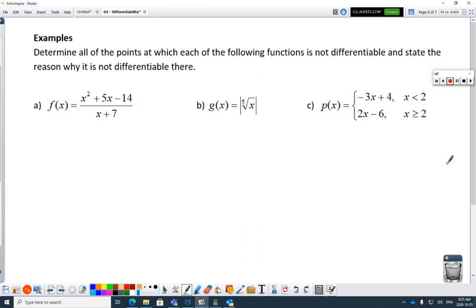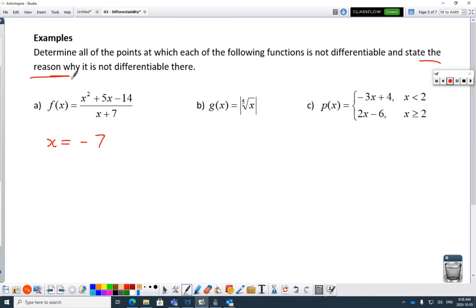Is there a point on A that you can see would be not differentiable? I can identify it without doing any work. Right. Yeah. x equals -7. That's the point where it's not differentiable. So technically x can't equal -7. The answer is x equals -7 is where I can't take the derivative. Now, it says also state the reason it's not differentiable.